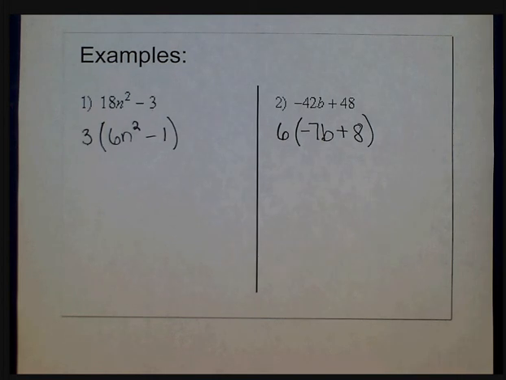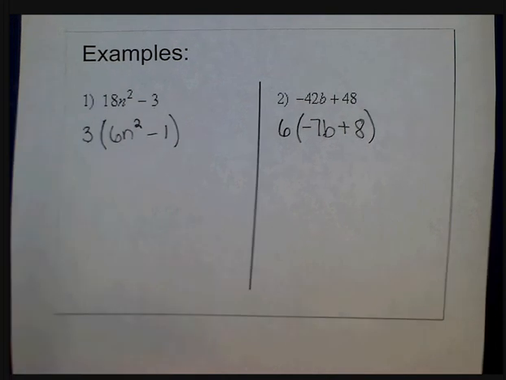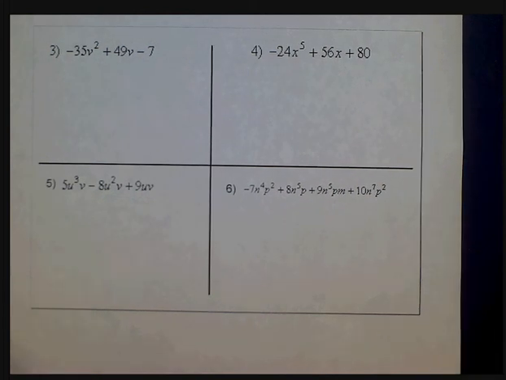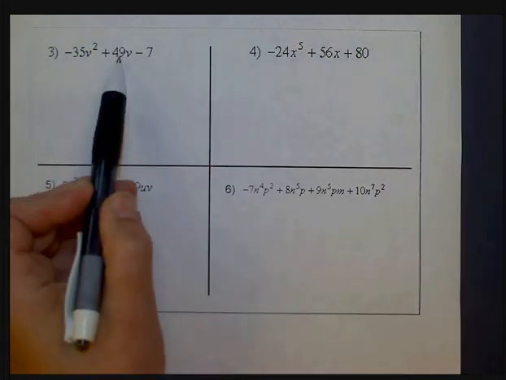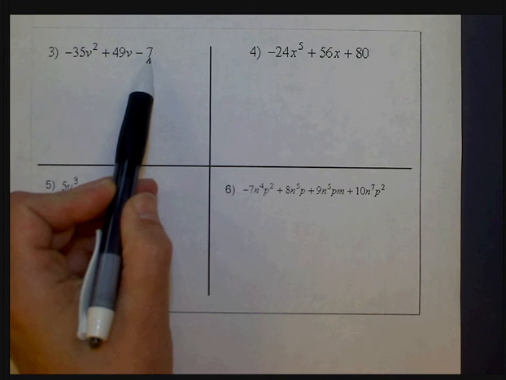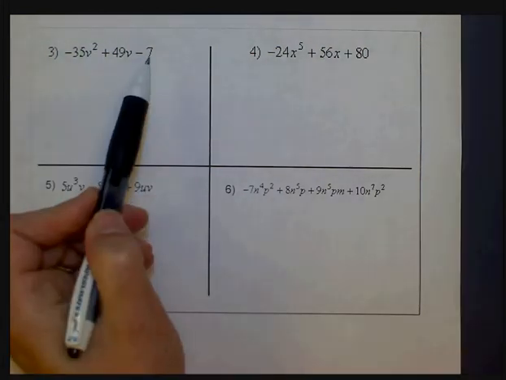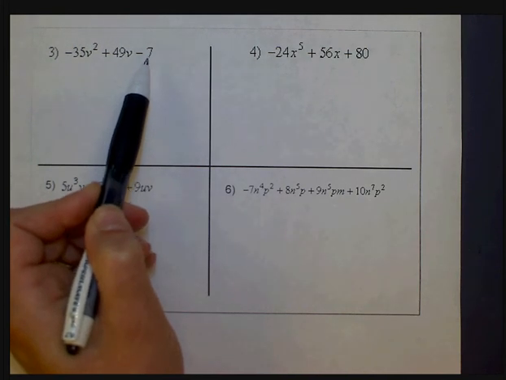Alright, let's get ones that, instead of binomials, let's look at some trinomial examples. Alright, number 3 says negative 35v squared plus 49v minus 7. So when I look at the numbers, 35, 49, and 7, I see that my lowest number divides both of those, so that is my greatest common factor. You cannot have a common factor that's bigger than your smaller number because it won't divide it evenly.